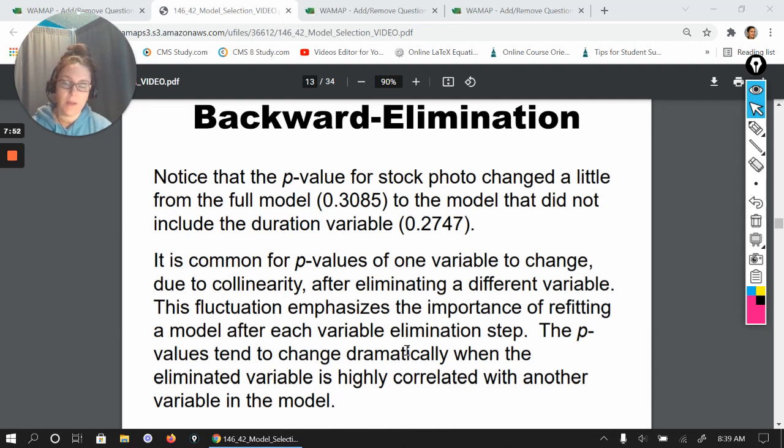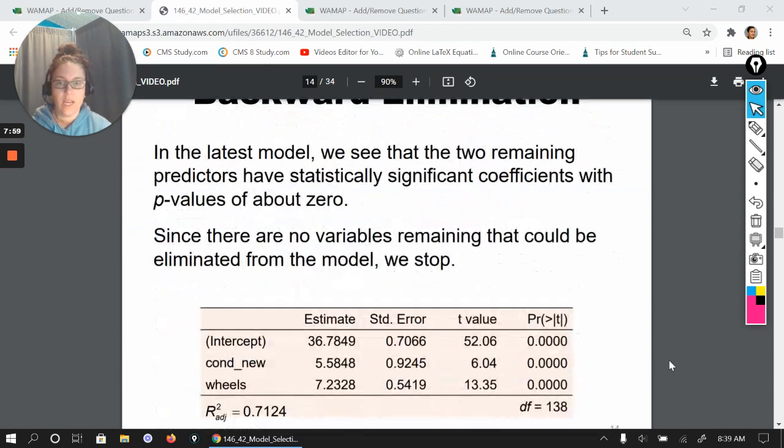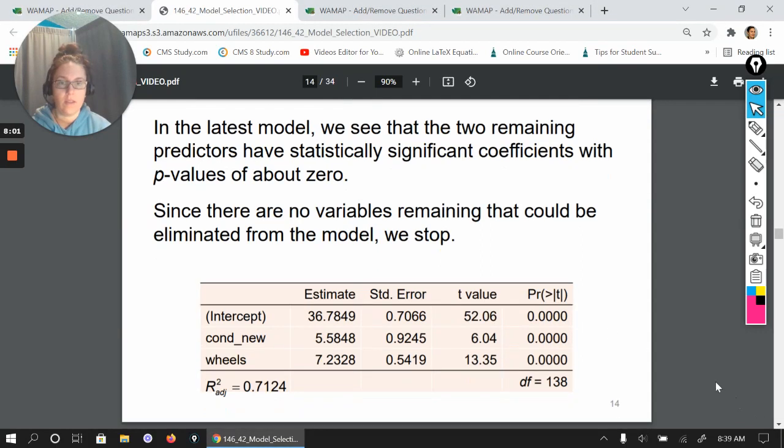In the latest model we see that the two remaining predictors have statistically significant coefficients with p-values of about 0. Since there are no variables remaining that could be eliminated from the model, we stop. So this means that these two variables are important because their p-values are about 0. This is considered the best model. So I'll write that down.